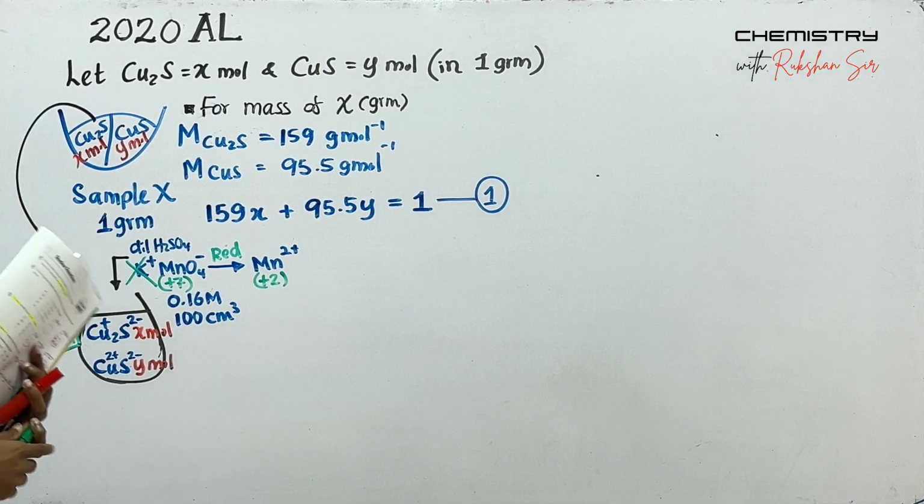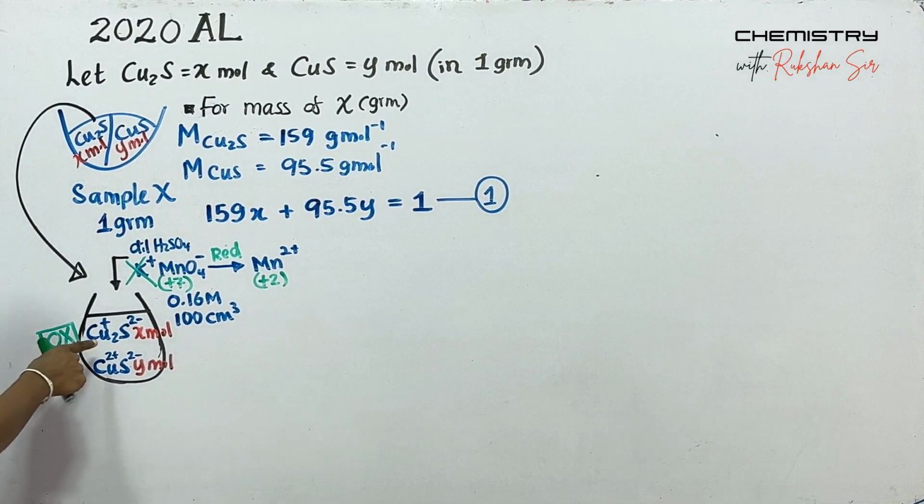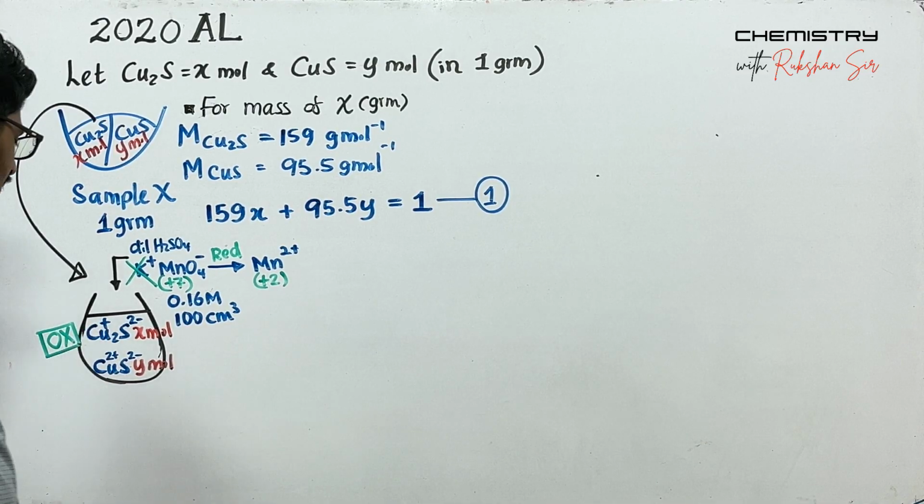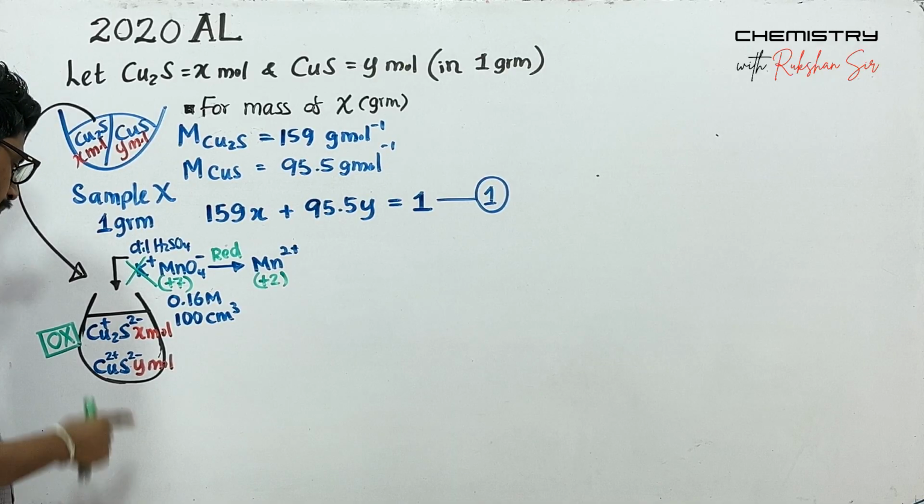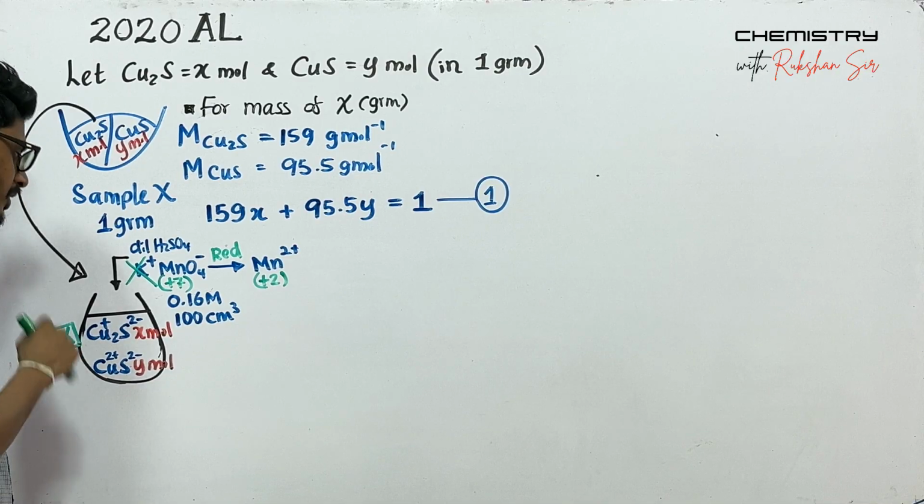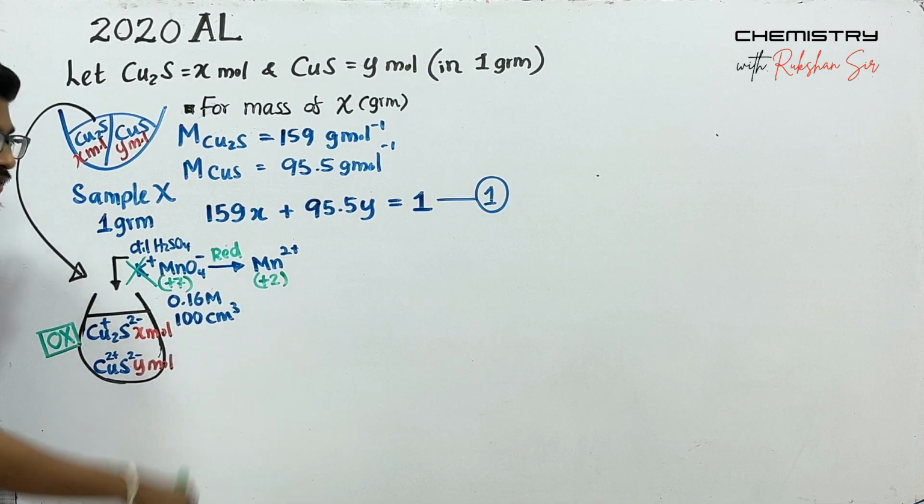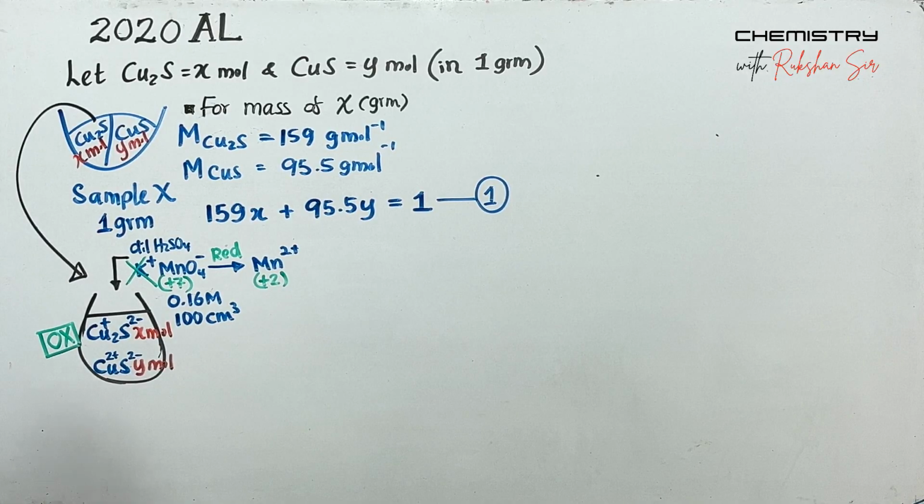So when considering copper plus 1, it is not its highest oxidation state. We know copper appears as plus 1 and plus 2. Those are the possible oxidation states for copper, right? But here, copper plus 1 is not its highest oxidation state. So copper plus 1 can get oxidized when MnO4 minus reduces. So copper plus 1 will participate in a redox reaction with the MnO4 minus.